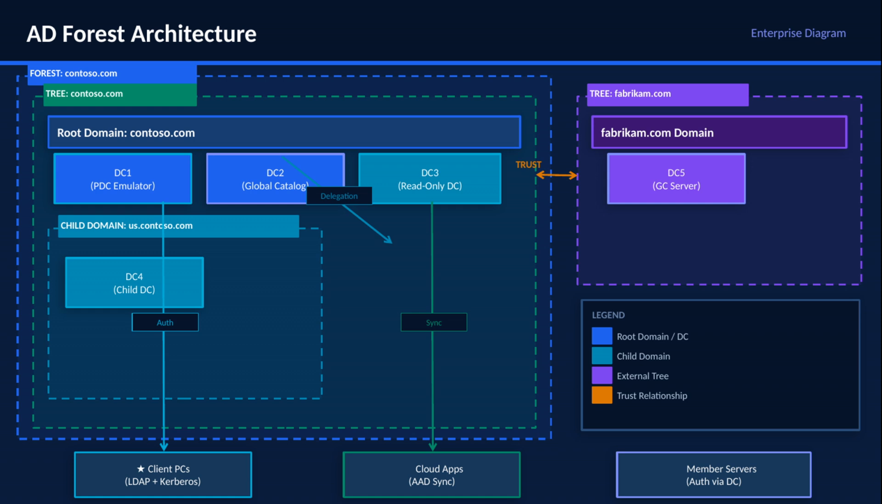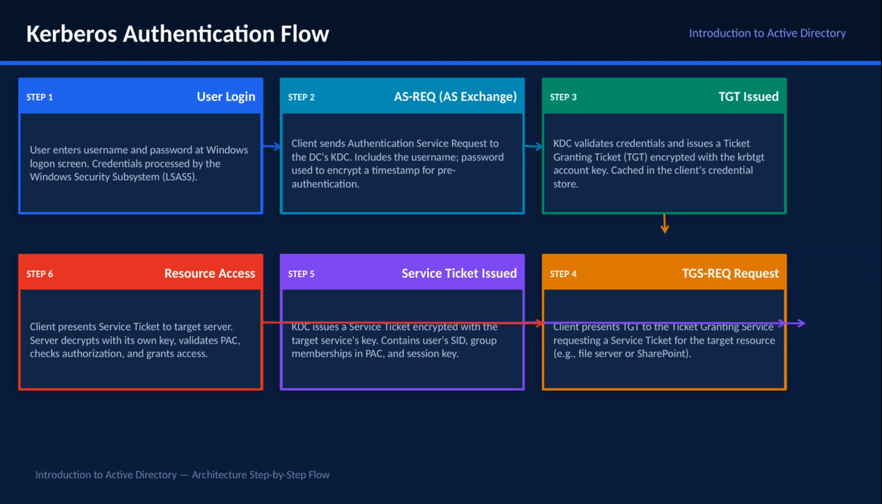Step 2. AS-REQ. The client sends an authentication service request to the domain controller's KDC. For security, the client encrypts a timestamp using the user's password hash. This is called Kerberos pre-authentication. Step 3. TGT issued. The KDC validates the request and issues a ticket granting ticket, a TGT, encrypted with the KRBTGT account key. This ticket proves the user's identity without needing to send the password again.